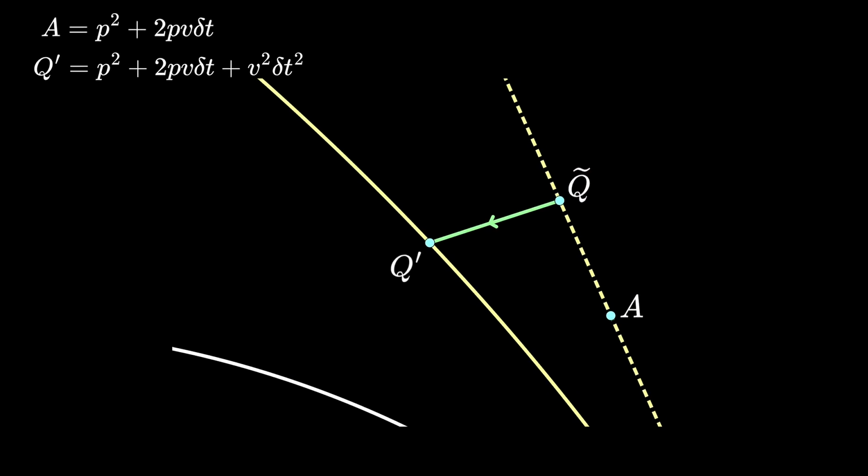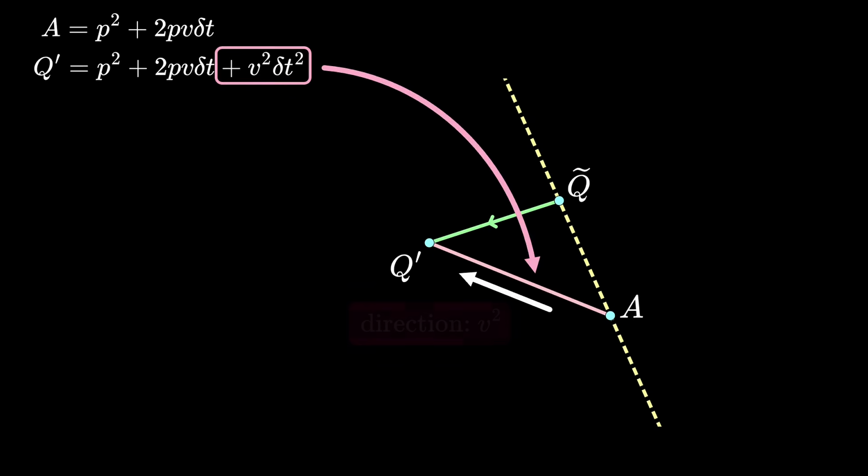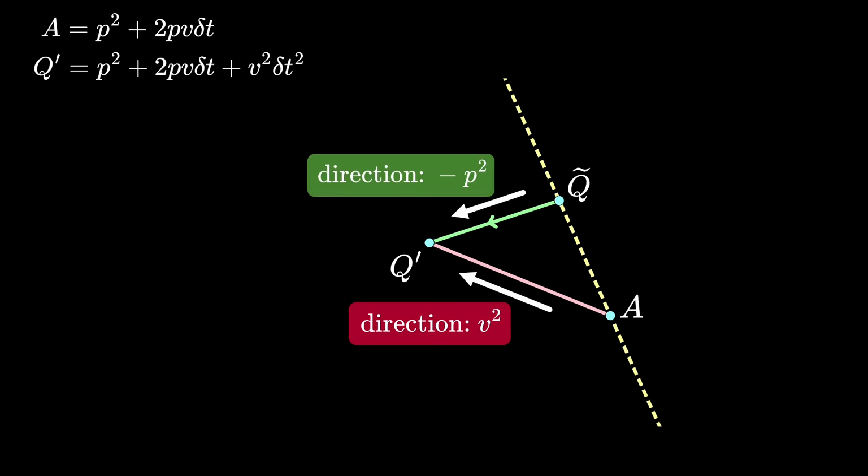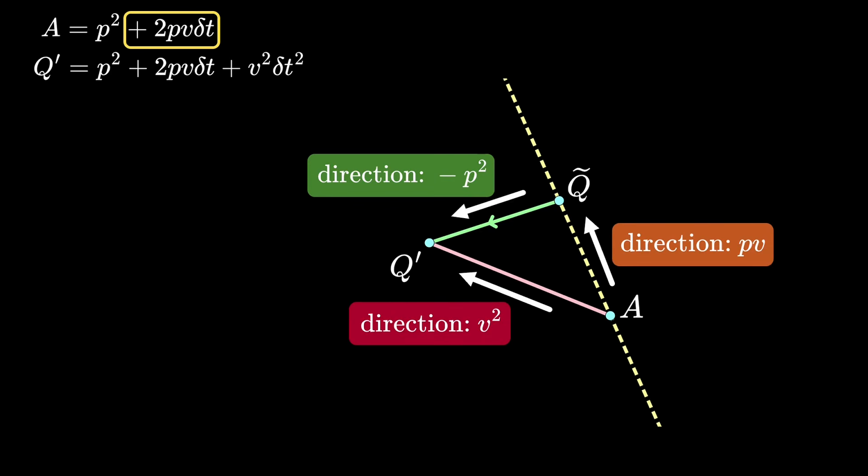This time, because a and q prime differ by this v squared delta t squared term, the segment joining the two points will point in the direction of v squared. We've also seen previously that q tilde q prime should point in the direction of negative p squared because it is parallel to p prime o. Finally, being on the tangent, the direction from a to q tilde is pv, because that's the direction to go from p prime to a via the tangent.